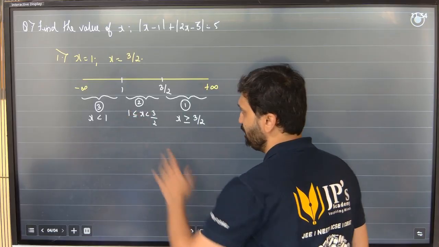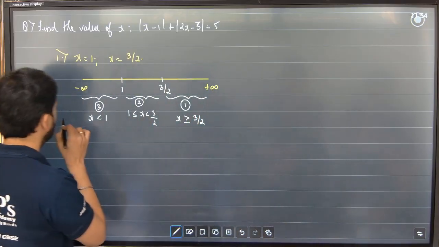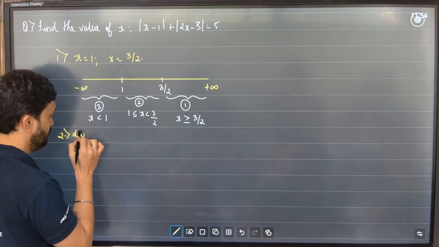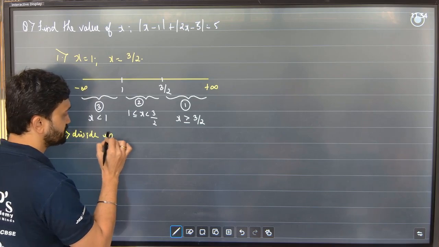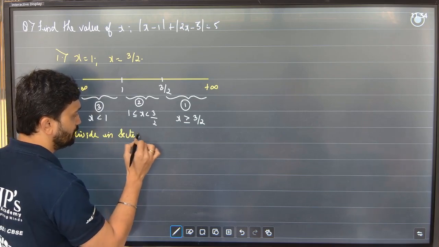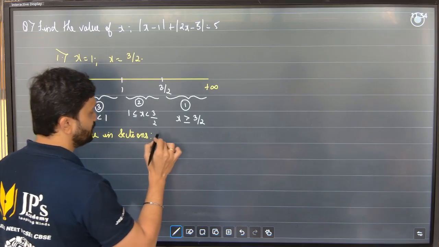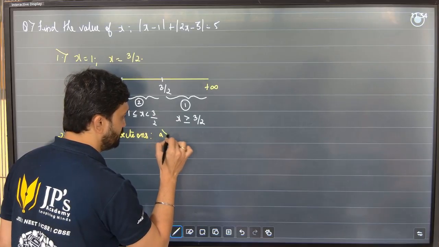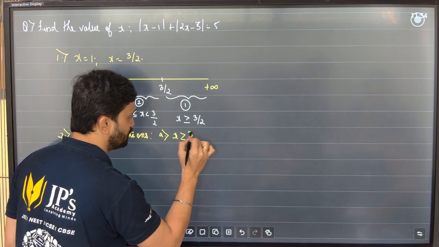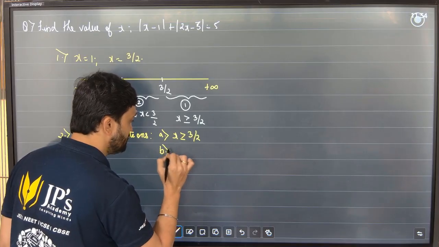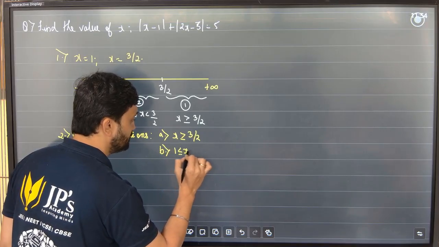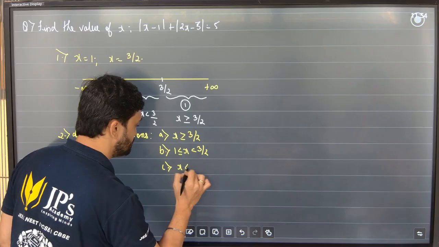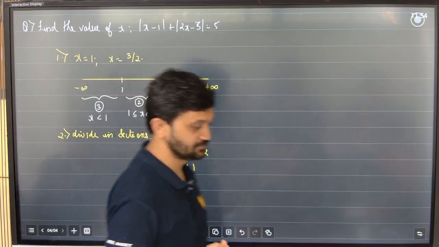Now the second part is this. I have divided into sections. See, the sections are made. Dividing into sections means first section, second section, third section. The first section is x greater than or equal to 3 by 2. Section B is 1 less than or equal to x less than 3 by 2. And the third section is x less than 1. So I have divided into 3 parts.